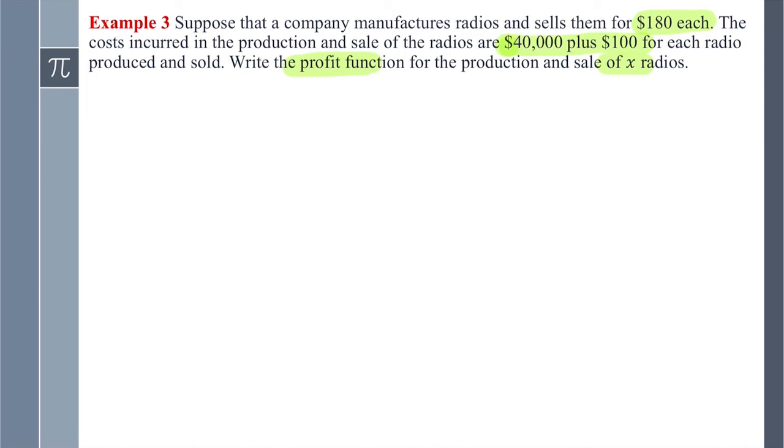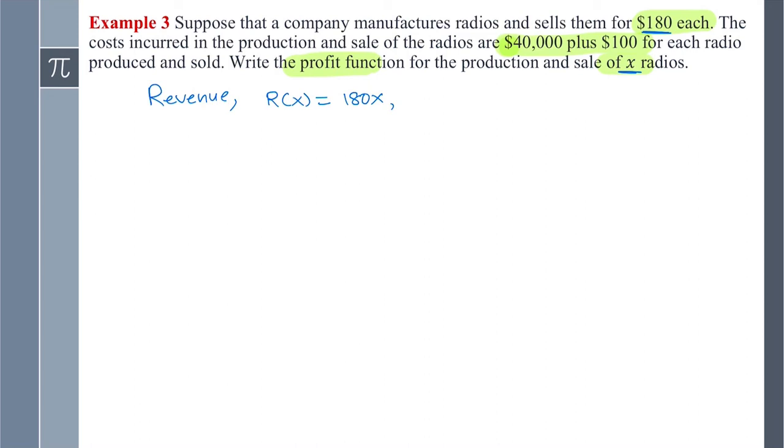So we have three things here. The first one is the revenue, or the amount that we get by selling x number of radios. So let's go ahead and represent that by R of x. It's a function, the revenue function. So this is quite simple because we know that we are selling each radio for $180 and we are selling x number of radios. So the revenue is 180 times x, which is just 180x.